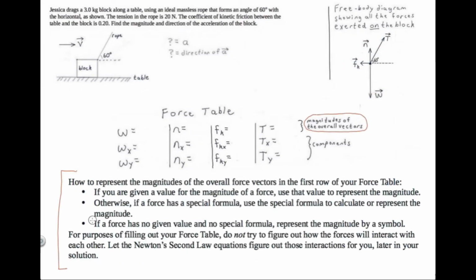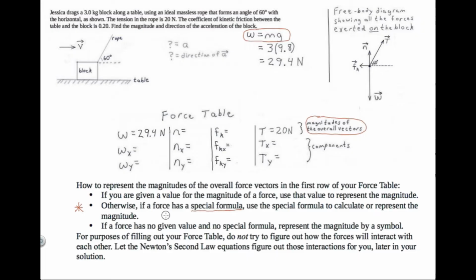Here is a 3-step method for how to represent the magnitude of each of the overall force vectors in the first row of your force table. The magnitude of the tension force is given in the problem, 20 newtons. So we use that value to represent the magnitude of the tension force in the first row of our force table. There is a special formula for the magnitude of the weight force, W equals mg. Can you say exactly what each of the symbols in this formula stands for? Well, here's the answer to that question.